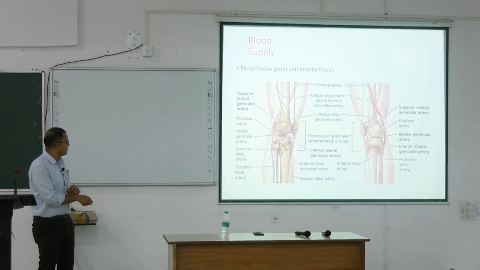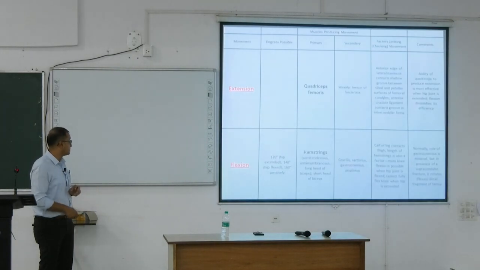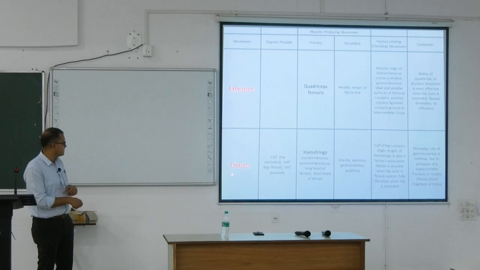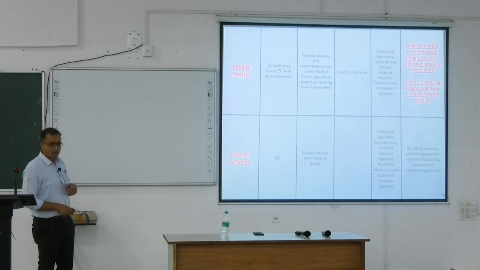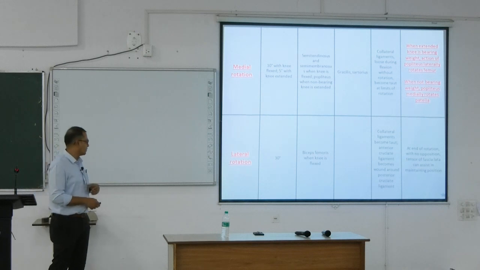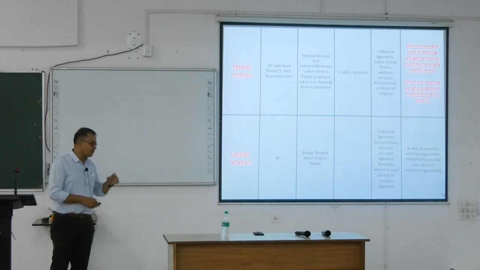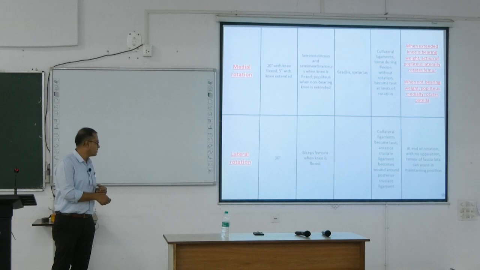Now, coming from the blood supply to the prime functions of the knee joint, which are extension and flexion, bending and unbending, these are principally done by the quadriceps muscles and the hamstring muscles. A little bit of medial and lateral rotation is also contributed by the hamstring muscles: semitendinosus and semimembranosus for medial rotation, and lateral rotation principally by biceps femoris. Folding and unfolding, locking and unlocking, we have already talked about.